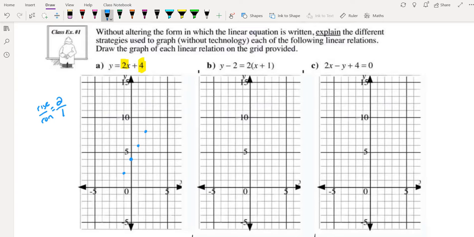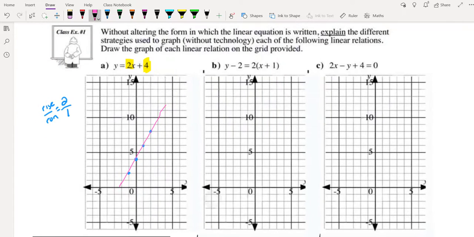Right? All you need is 2 points. Once you've got your 2 points, you simply draw a line through those 2 points. Right? And you can put little arrowheads on these, because this line actually continues on forever.